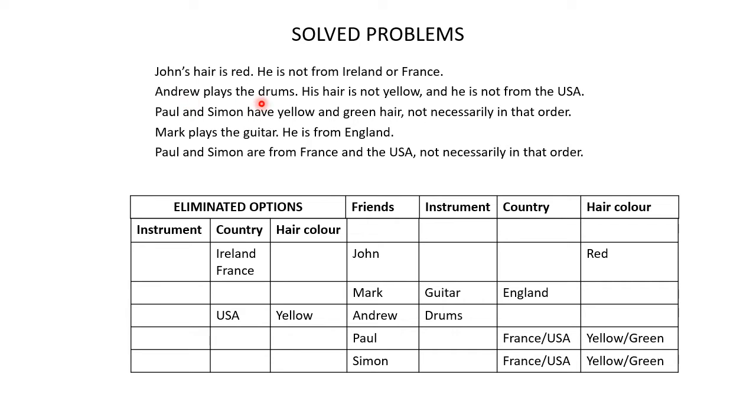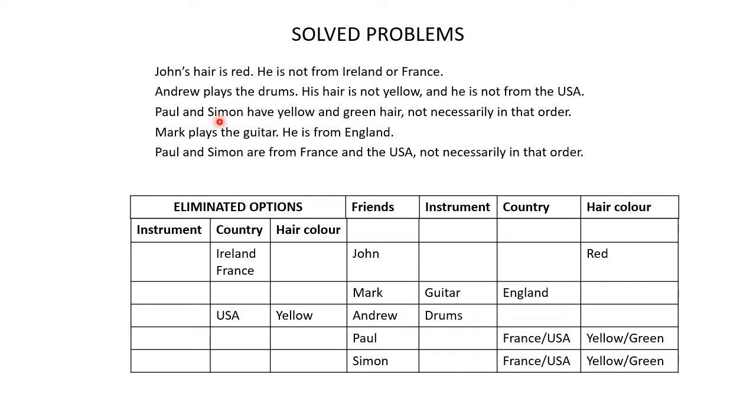Andrew plays the drums. His hair is not yellow and he is not from the USA. So mark drums for Andrew. His hair is not yellow, so mark yellow under hair color in the eliminated options for Andrew. He is not from the USA, so mark USA under the country in the eliminated options for Andrew. So now this shows that Andrew plays the drums. His hair color is not yellow and he is not from the USA.